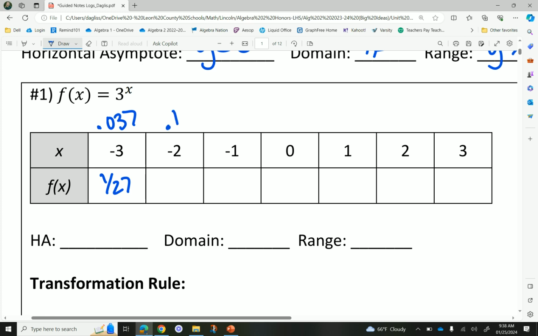Which is 1 over 9. How about negative 1? Which is the same thing as 1/3. How about 0? 1. How about 1? 3. How about 2? 9. There you go. How about 3? 27. Okay.